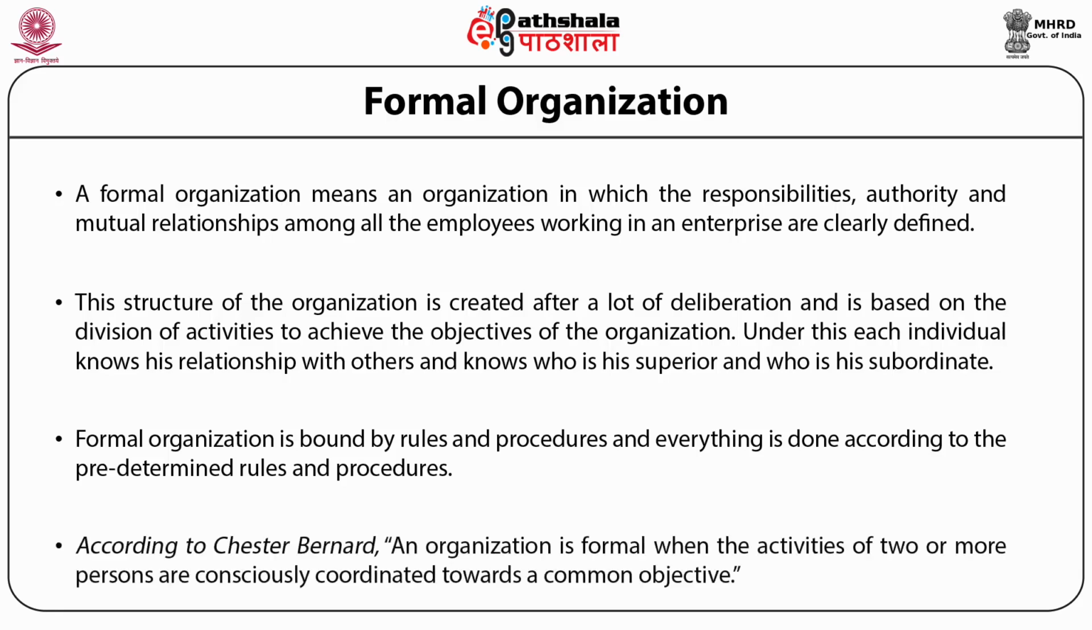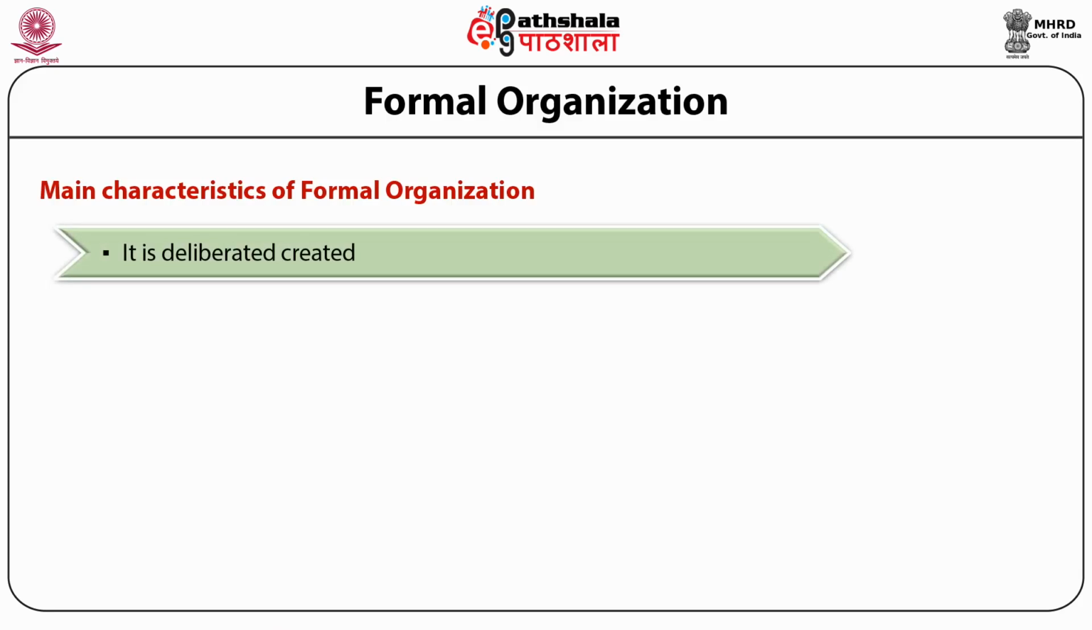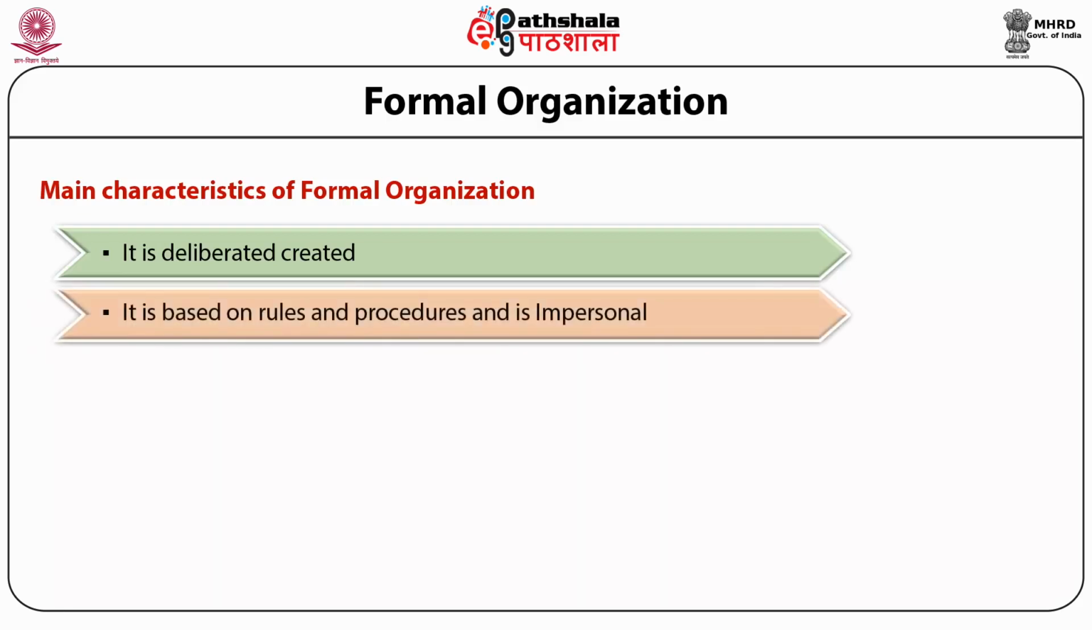According to Chester Barnard, an organization is formal when the activities of two or more persons are consciously coordinated towards a common objective. Main characteristics of formal organization. A formal organization is deliberately created. This organization is deliberately created for the successful attainment of the objectives of the concern. It is based on rules and procedures and is impersonal. Formal organization is based on rules and procedures and not on personal relationships but working relationships.